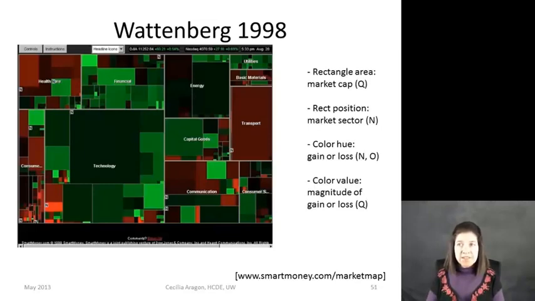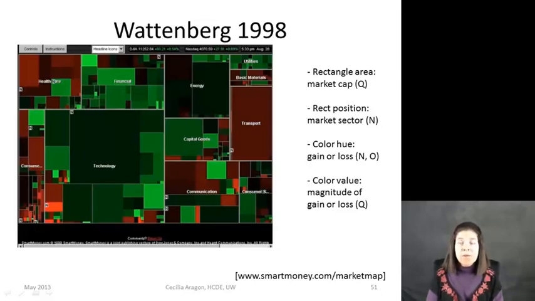In this visualization, we have 4 variables. The market capitalization, quantitative, is mapped to the rectangle area. The market sector, technology, energy, capital goods, transport, etc., is nominal data, and that's mapped to the rectangle position. Third, whether there is a gain or loss is represented by the color hue, red or green. So if there's a gain, it's green, and if there's a loss, it's red. This is nominal or perhaps ordinal data.